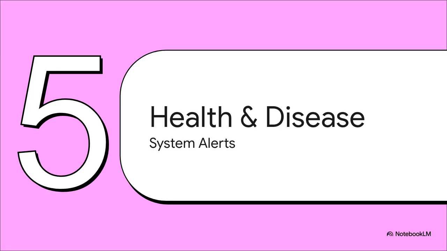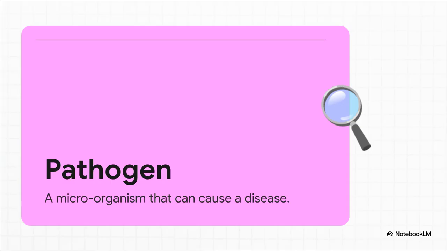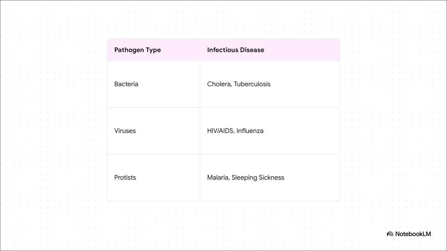The body is just an amazing machine. But what happens when it gets invaded? Let's quickly cover health and disease. This is your key term for the enemy, a pathogen. It's any tiny little invader, a virus, a bacterium, anything like that can get inside you, mess up your systems, and make you sick. And you really need to know who's who in this rogues gallery.